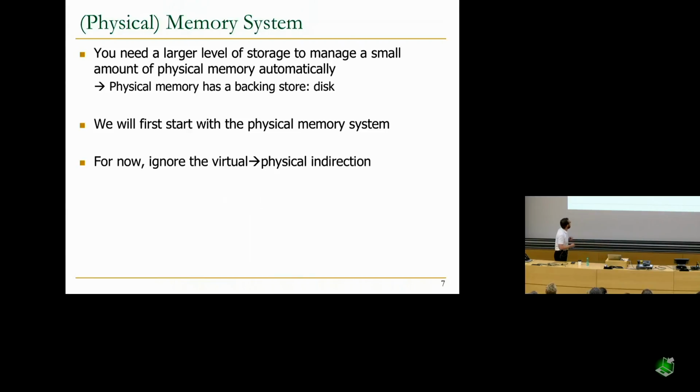And we're going to, for now, ignore the virtual to physical indirection. We're going to assume everything is physical. And virtual memory adds a layer of indirection on top of it that requires translation of virtual to physical addresses. So we will get back to it later if time permits, and I will try to prioritize it.